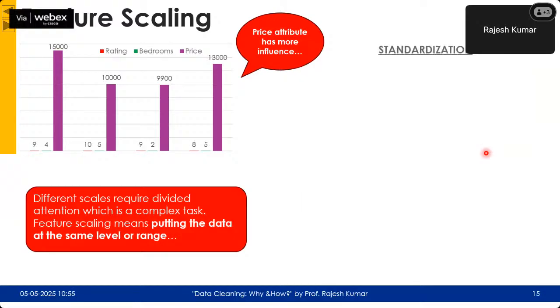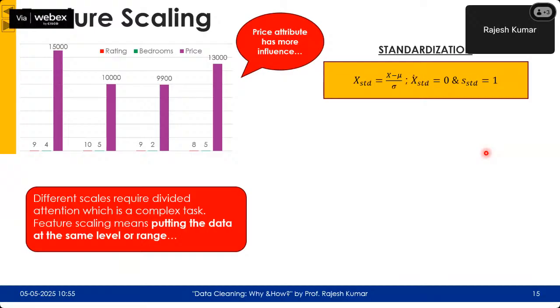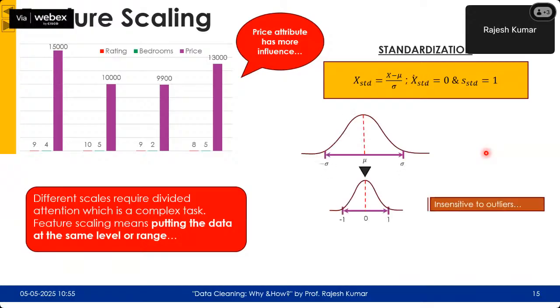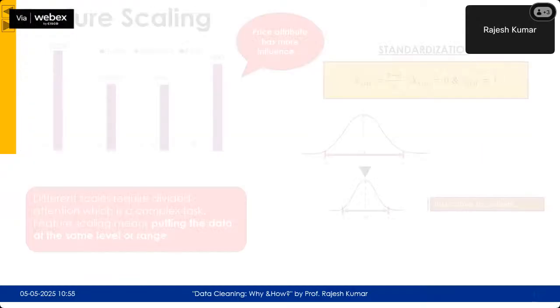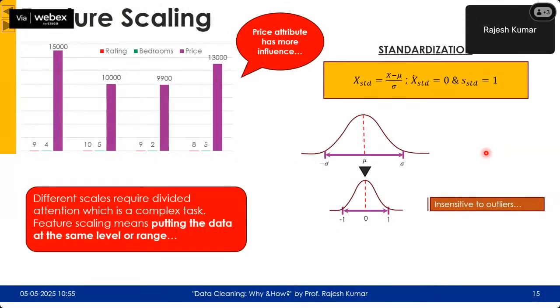Then there is the standardization format. You can use this formula, x minus mu over sigma, with the standard deviation and the mean value there. They are not that sensitive towards outliers, so instead of normalization, you can apply this one.